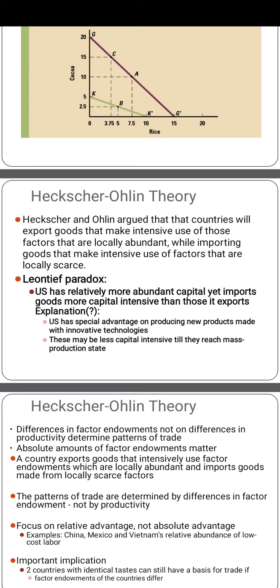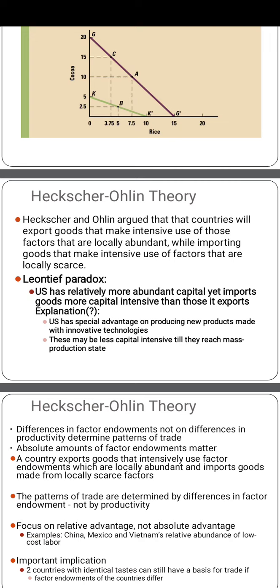So, the Leontief paradox: the US has relatively more abundant capital, yet imports goods that are more capital intensive than those it exports. For that particular explanation, the US has a special advantage in producing new products made with innovative technologies.